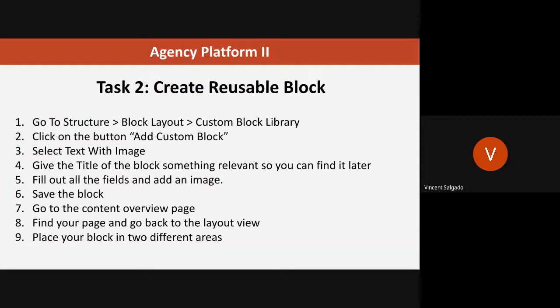If you go to structure, block layout, and custom block library, if you click on that, obviously that'll bring you to the library of all of the reusable blocks that we can use throughout the website. But at the top, you'll see a button that says add custom block. We're going to select that. And then I want you to create a text with image.